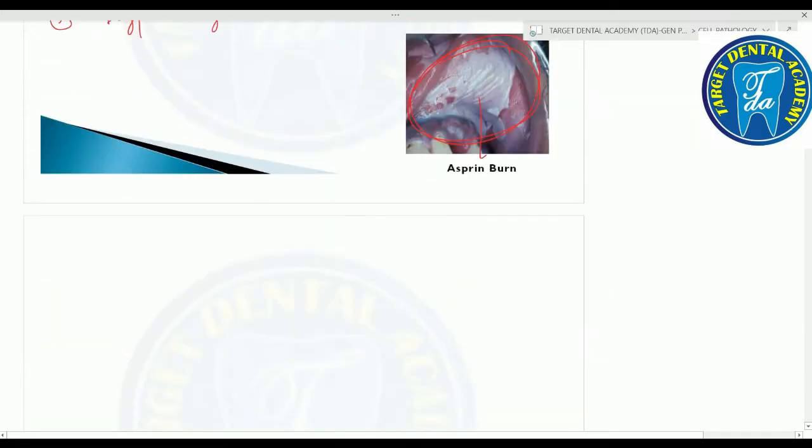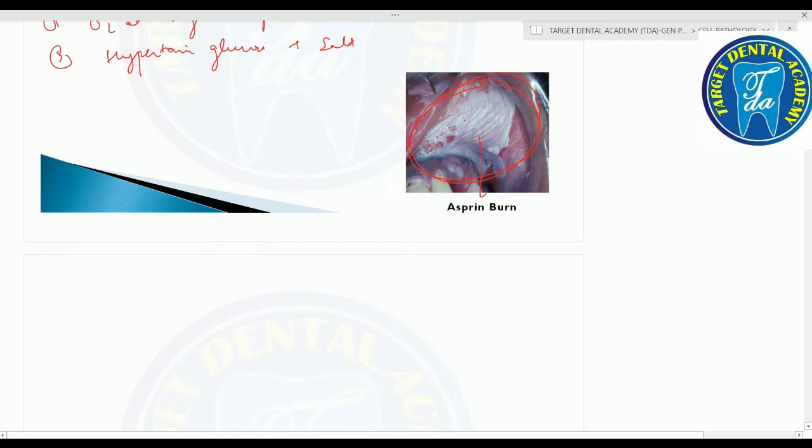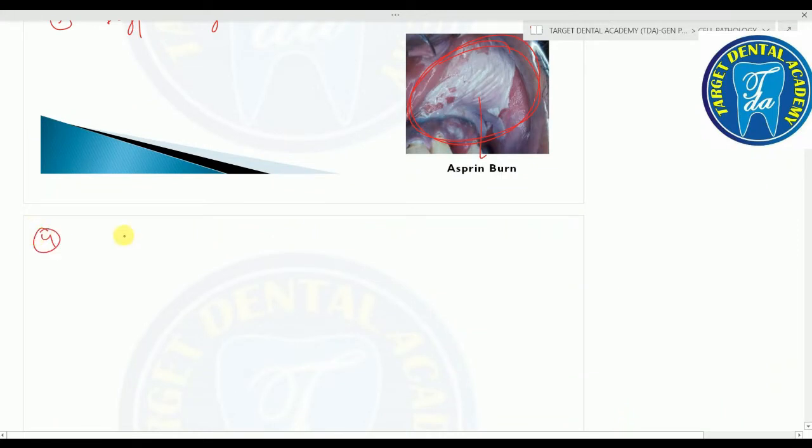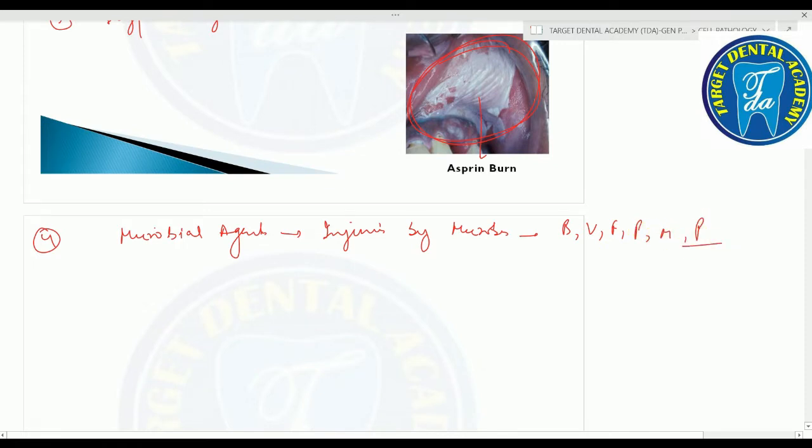So after this, next are the injuries maybe due to microbial agents. The microbial agents, in this the injuries by microbes, also include infections which are caused by bacteria, viruses, fungi, protozoa, metazoa and other parasites. So in this, all the infections which are caused by these microbes.